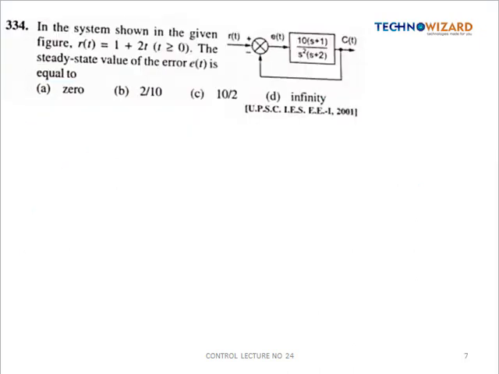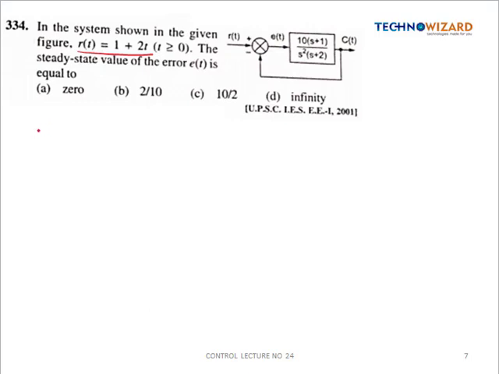The next question is, in the system shown in the given figure, r(t) is equal to 1 plus 2t for t greater than or equal to 0. The steady state value of the error e(t) is equal to. So here we have to find out the steady state error e(t).